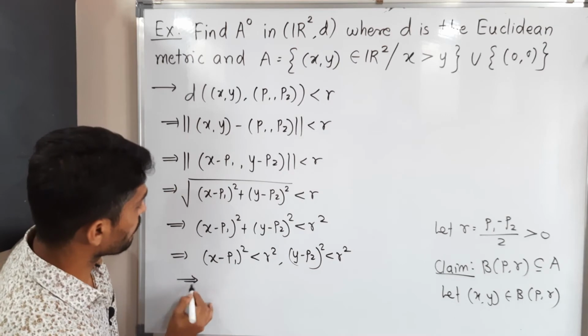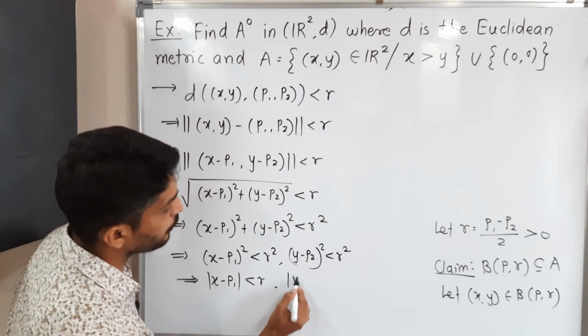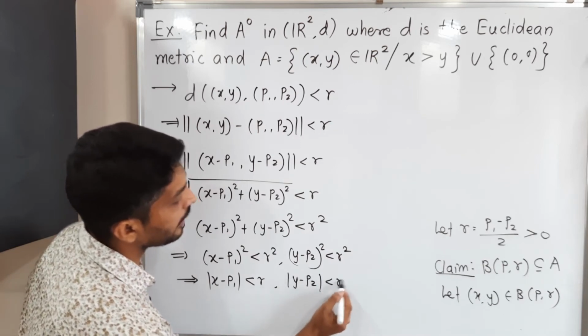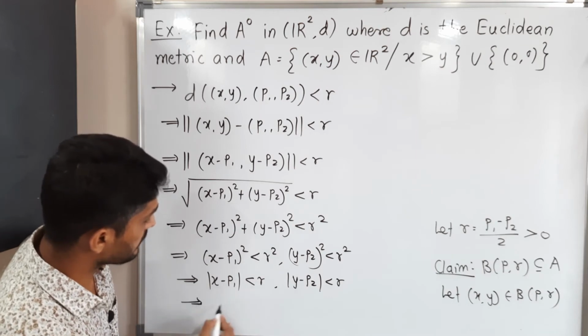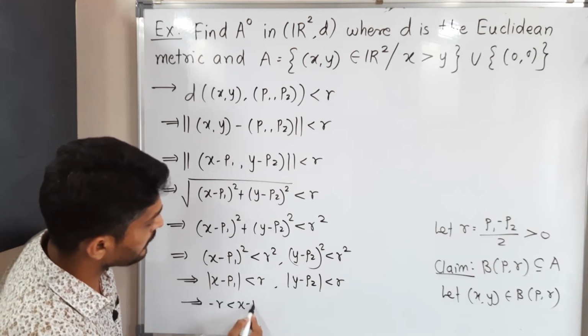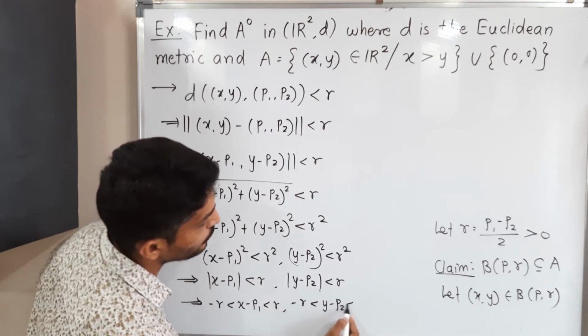Let us take the square root of both sides. So mod of x minus P1, positive square root, that's why I'm taking mod, and mod of y minus P2, less than R. You know the property of mod, getting? So by the property of mod, we can say minus R less than x minus P1 less than R, and minus R less than y minus P2 less than R.